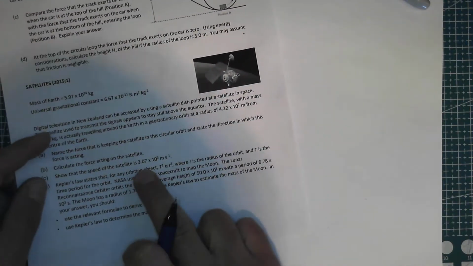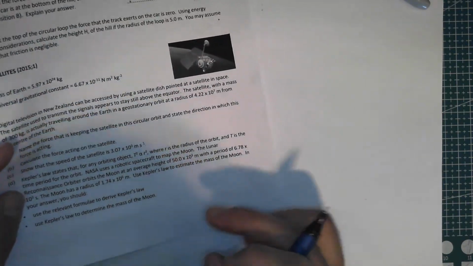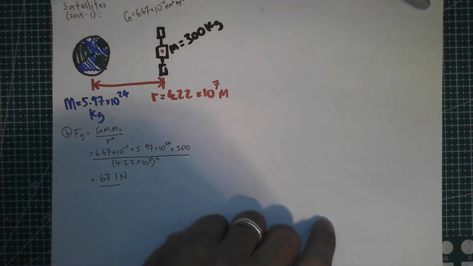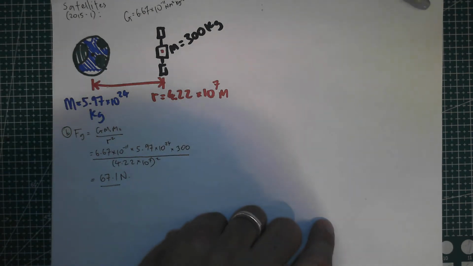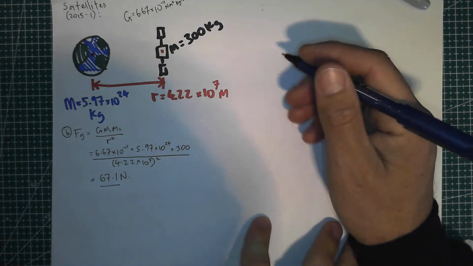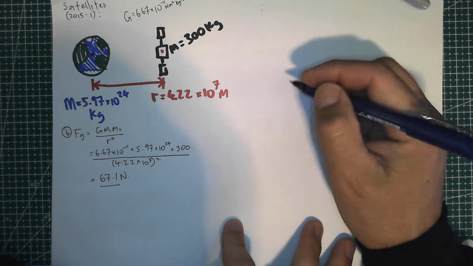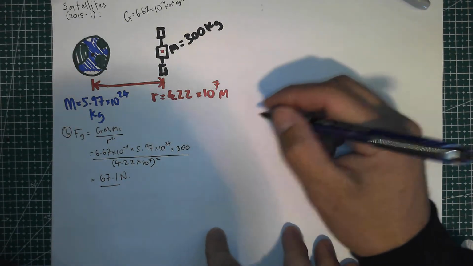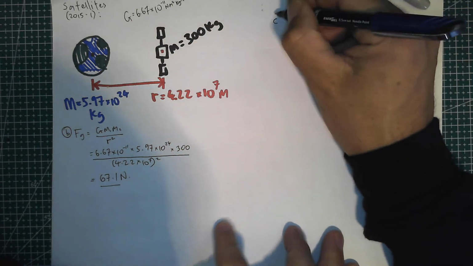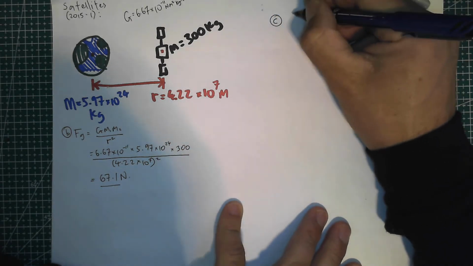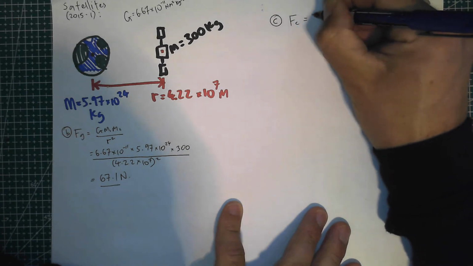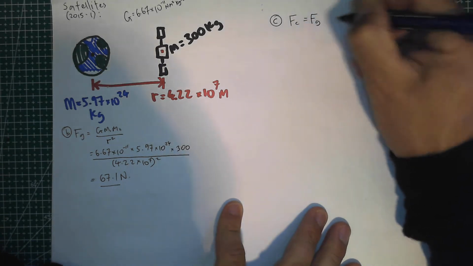So show the speed of the satellite is 3.07 times 10 to the 3 meters per second. So all satellites at this orbit will be traveling at the same speed regardless of their mass. So here we're going to have to get rid of this mass term, and the way we do this is in the usual way that we've done quite a few times here. We are equating these two equations together.